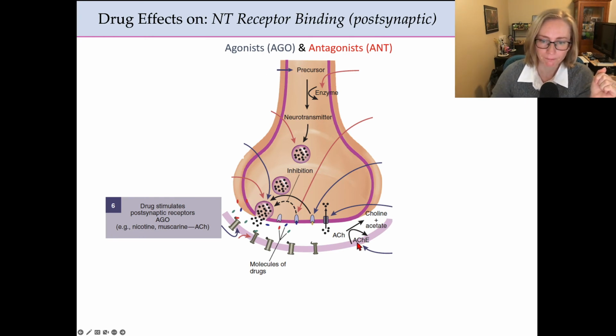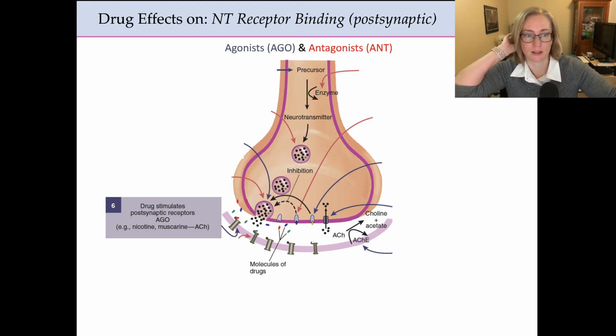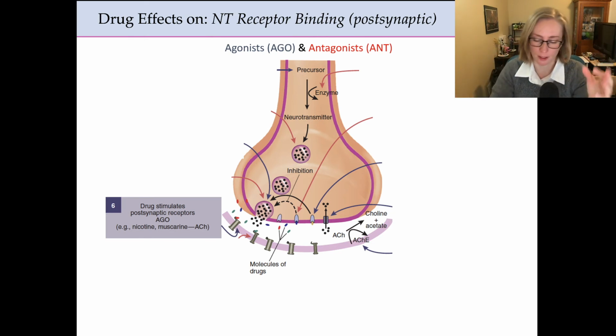Now, what I said is that most drugs, and that's still the case, are going to be affecting these receptors, the postsynaptic receptors. I'm going to walk you through just one example, which is nicotine. When you smoke cigarettes, nicotine will help stimulate acetylcholine. Where normally acetylcholine would bind, nicotine can take that place and stimulate those ion receptors and open up the ion channels.